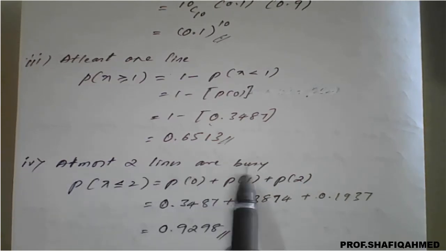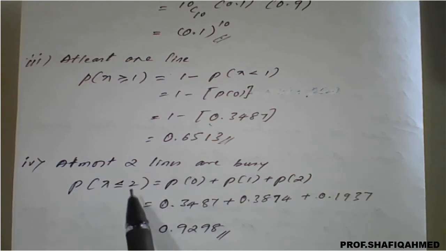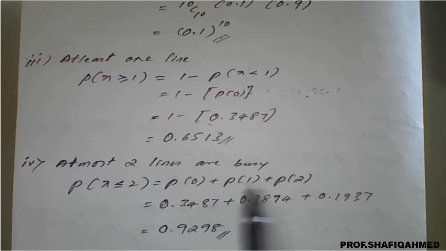Next, the fourth result, at most two lines are busy. At most means P(x ≤ 2). Two is very near to 0 and far from 10. So I am writing P(0) plus P(1) plus P(2). P(0) you calculate and write it. Then for P(1), in the binomial formula you apply the value of x as 1 and you will get the second answer. Or else you can prepare a formula.